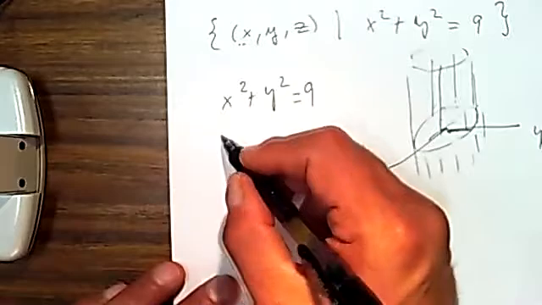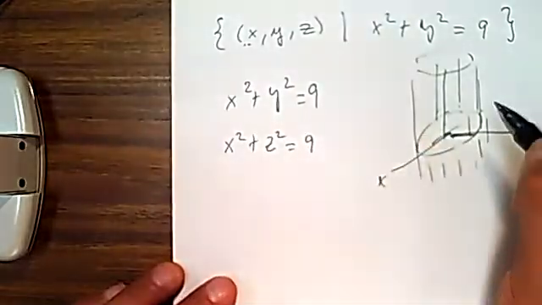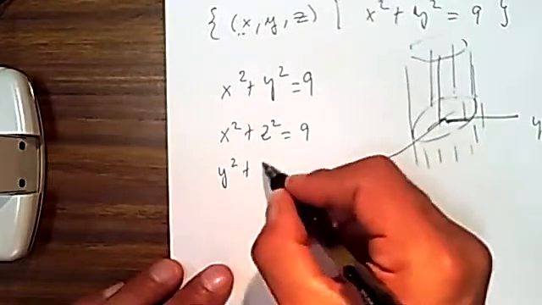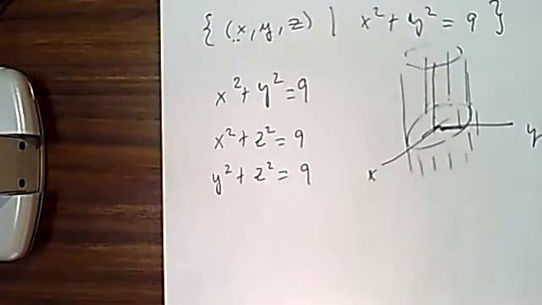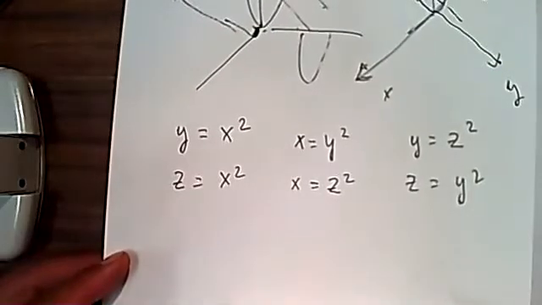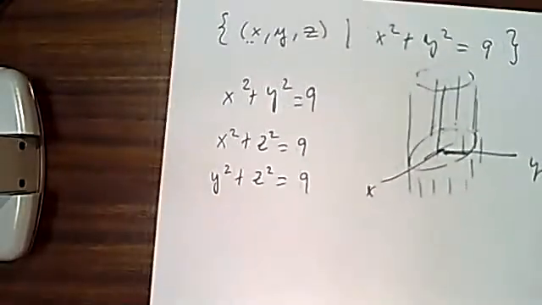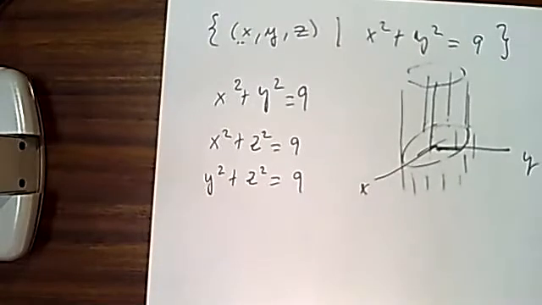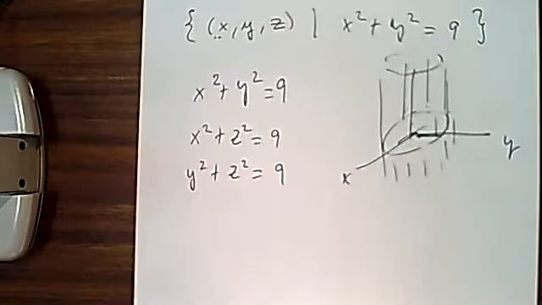But you should try to draw x squared plus z squared equals 9. And y squared plus z squared equals 9. A question that comes to mind is, how come with the parabolas we had 6 possibilities, but with circular cylinders we only have 3? We don't have 6 as in the parabola. Think about that, please.